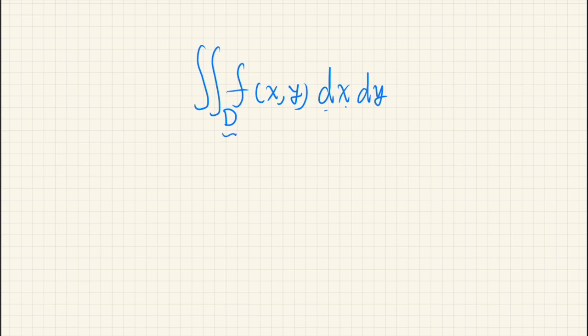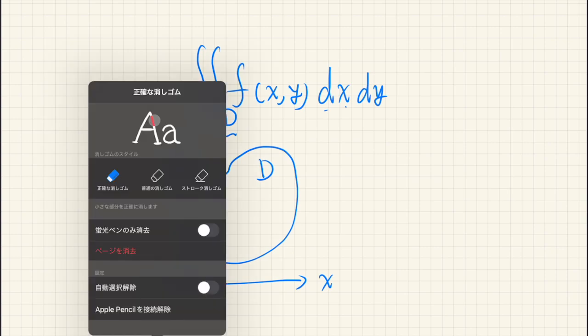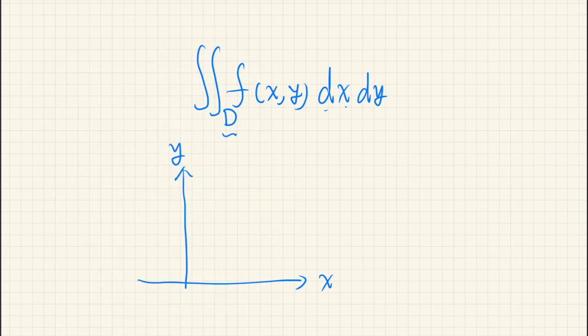So this D can be of any shape. It's a region in the xy plane, but this is a bit complicated. So in this video, we restrict ourselves to rectangular regions like this one. This edge and this edge are parallel to the x-axis, and this edge and this edge are parallel to the y-axis. So we restrict D to be a rectangle. And in a later video, we will extend the definition to any closed regions. So let's get started.